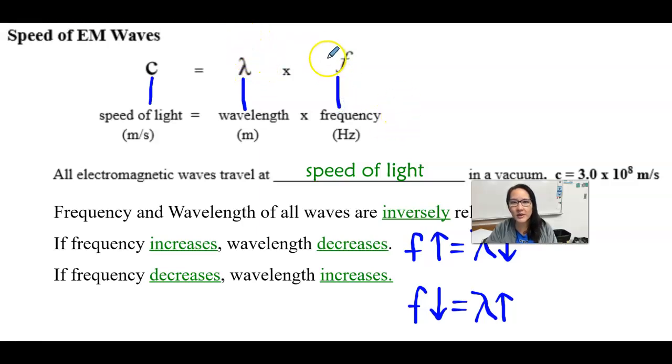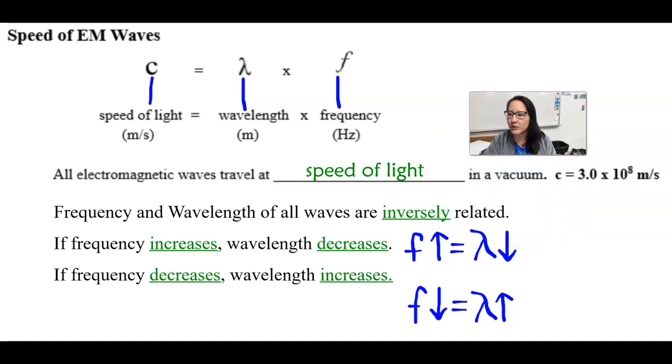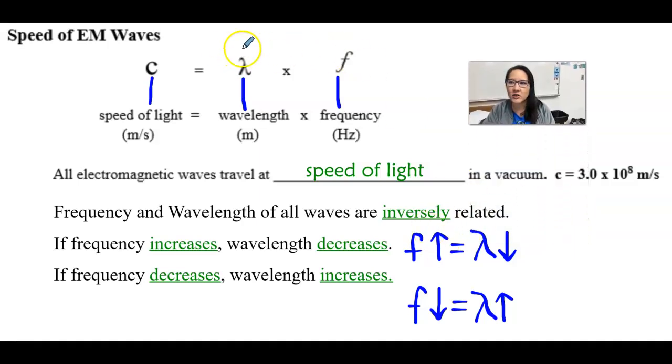And I want you to notice that because these are being multiplied to each other, they have what's known as an inverse relationship. So when one of them is increasing, the other does the opposite, it is going to decrease. And the same thing in reverse. When one of them is decreasing, the other is increasing. So they have what's known as an inverse relationship. If frequency increases, wavelength decreases, or if frequency decreases, wavelength increases. All electromagnetic waves travel at the same speed, the speed of light in a vacuum, which is 3.0 times 10 to the 8 meters per second.